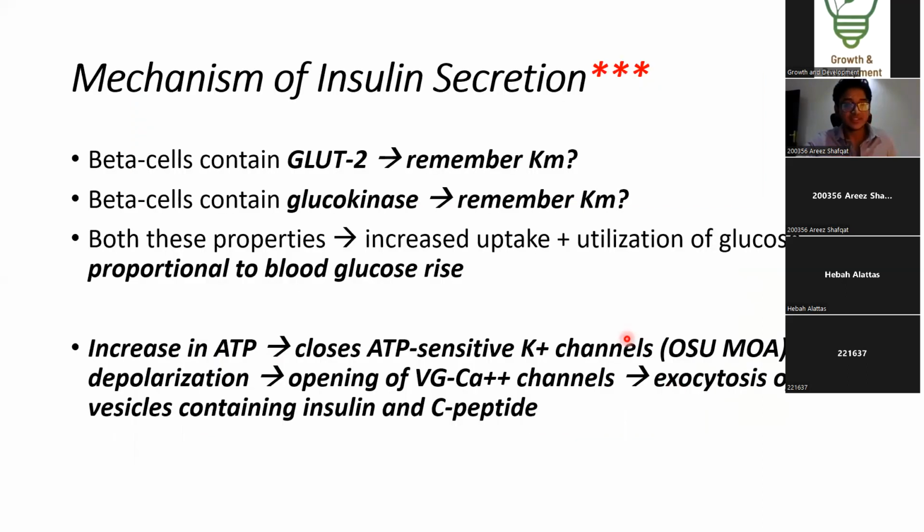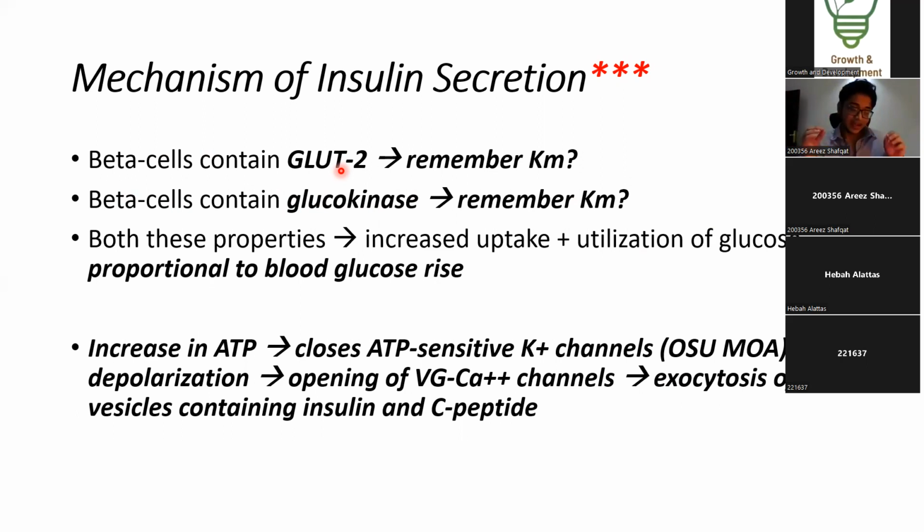Okay, so mechanism of insulin secretion. I told you to remember Glut2 and glucokinase. What did I tell you to remember about these two? About Glut2 and glucokinase. What do you remember? Glut2 has high Km, and so does glucokinase. I told you that glucokinase is just like Glut2, right? Why is this important? Because Glut2 and glucokinase are present in the liver, obviously, but they're also present in the pancreatic beta cells.